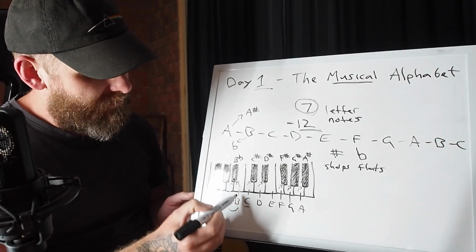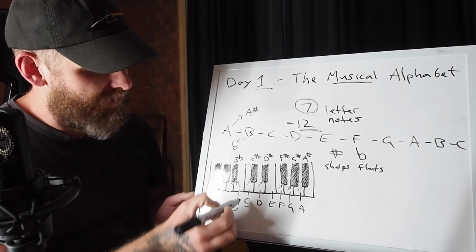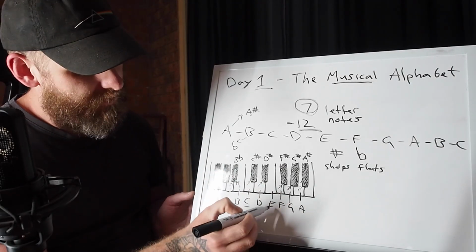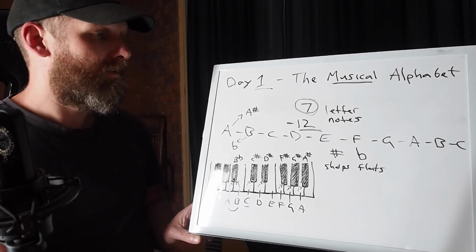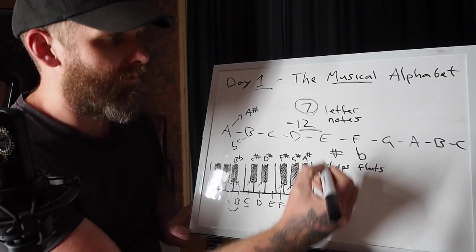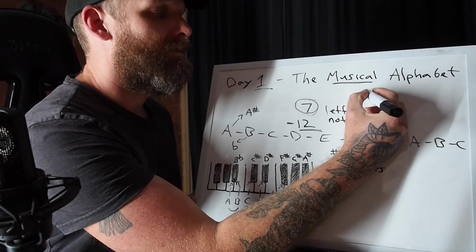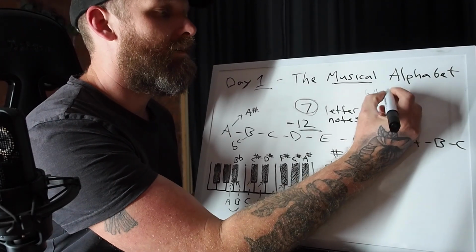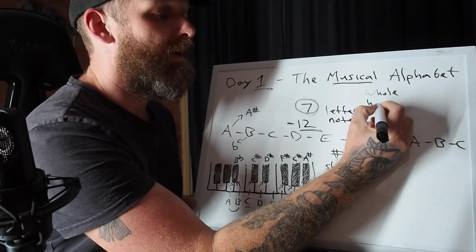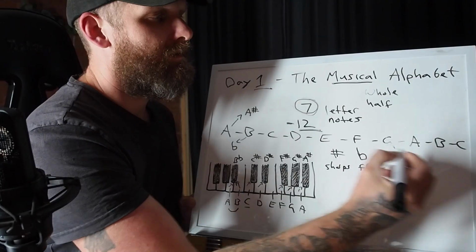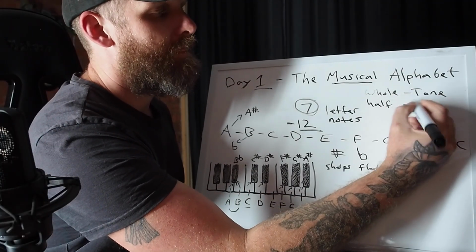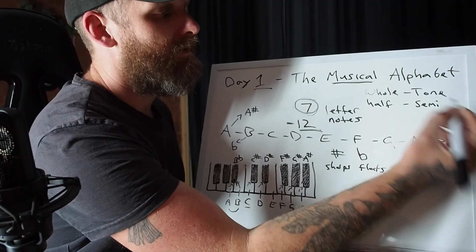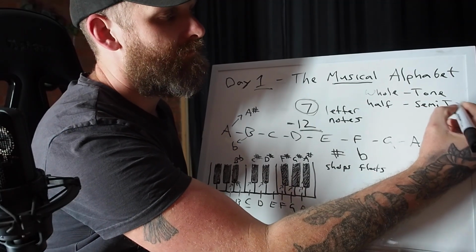Now between B and C, you probably notice there is no black key on the piano. And between E and F, there's no black key on the piano. So that's the next thing we're going to talk about. We're going to talk about whole and half, or tone, or semitone.